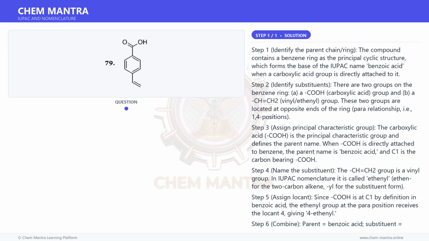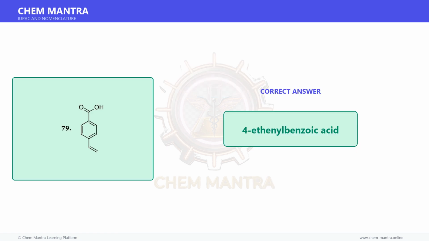acid. No alternative options are provided in this question, so no elimination step is needed. Therefore, the correct answer is 4-ethanobenzoic acid. The correct answer is shown on screen.